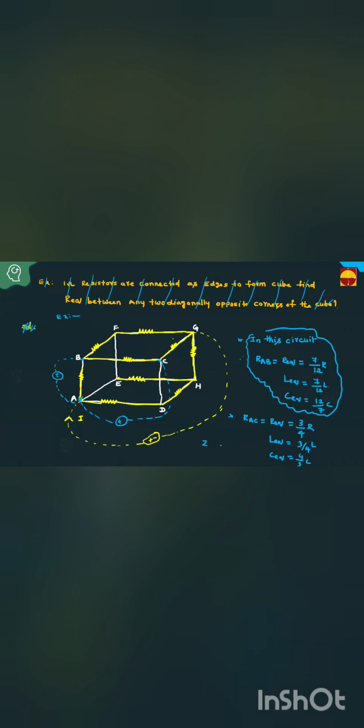Even Z equivalent equals 3 by 4 into Z. Then if it is asked, G equivalent equals 4 by 3 into G. In the other case, Z equivalent equals 7 by 12 into Z, and G equivalent equals 12 by 7 into G. Friends, these are the different models of questions with respect to fundamentals of electrical circuits.